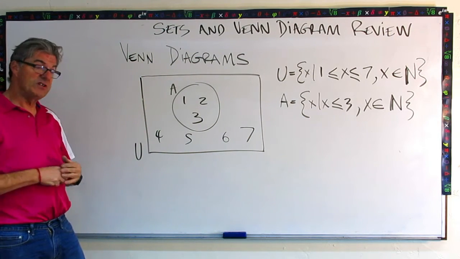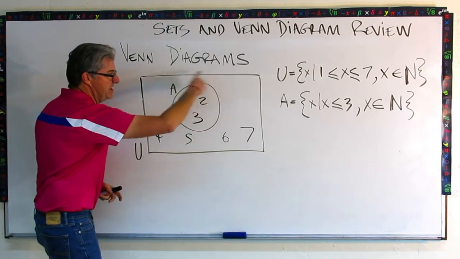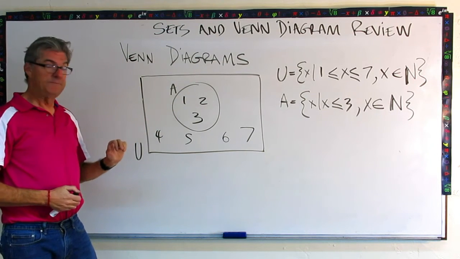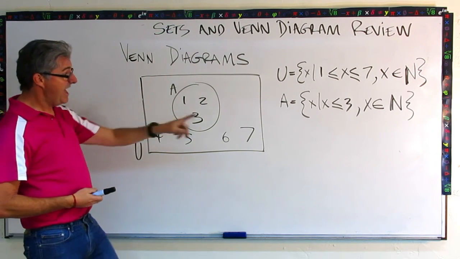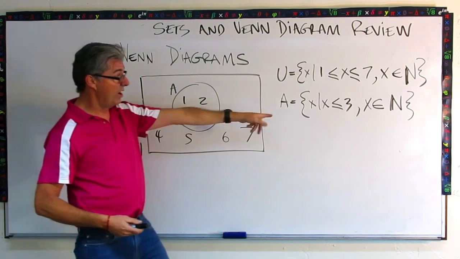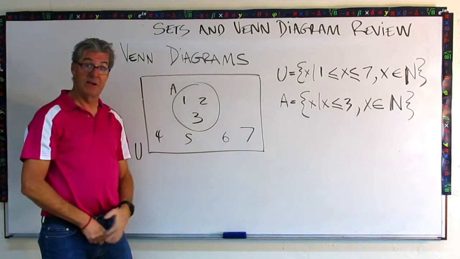Okay? So a few words about what this shows us. The universal set is everything in here, both the numbers outside and the numbers inside the circle. So that's all the numbers that are under consideration for this problem. Set A is a subset of the universal set, and it contains 1, 2, and 3, as specified. So we've got our 1, 2, 3 in there.